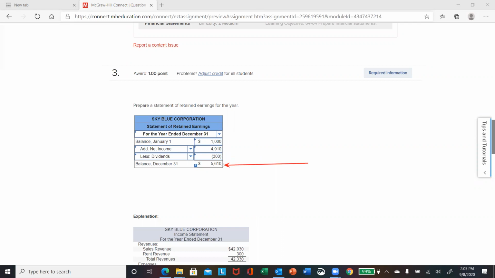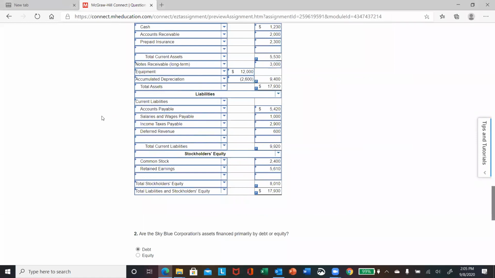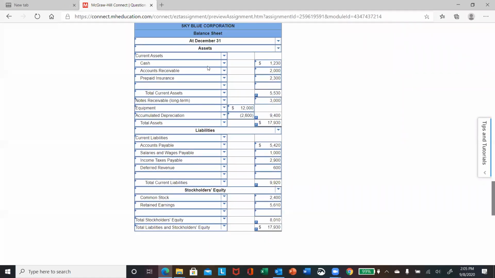There's your $5,610 on your balance of retained earnings. That's part 3. And then here's your income, here's your balance sheet. And then remember that retained earnings balance then gets transferred right there.